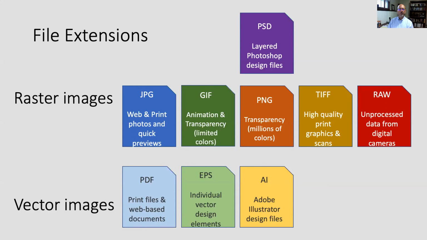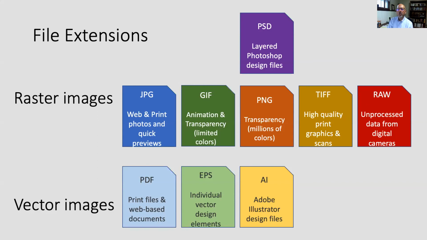TIFF images also provide a high quality print format for graphics, and if you're scanning an image, a TIFF file format is a good one to save to as well. The RAW files are files that typically come from digital cameras, and each digital camera manufacturer has its own file extension for their RAW files. For instance, I use a Nikon, and the Nikon extension is a .NEF extension. Canon, Sony, and all the other digital camera manufacturers will have their own extension for their RAW files.